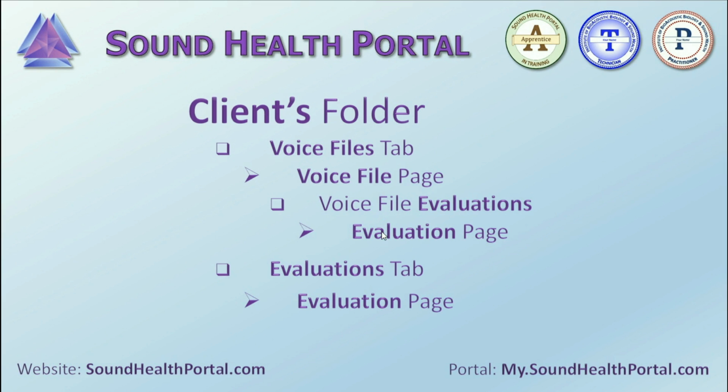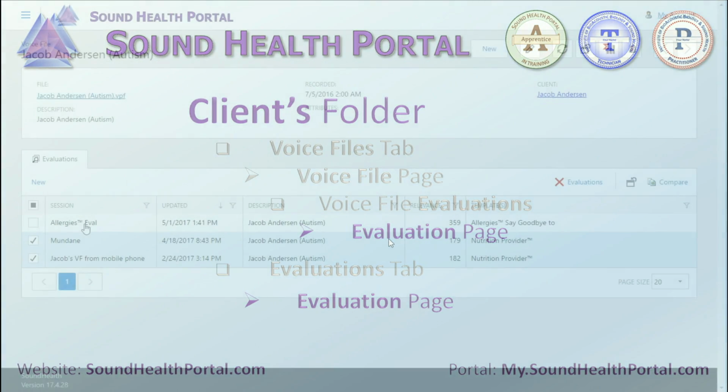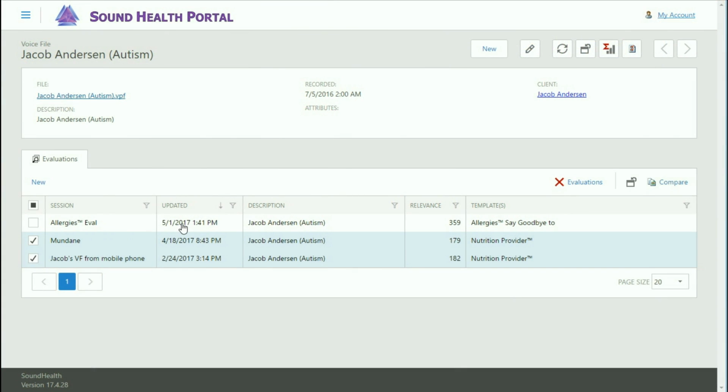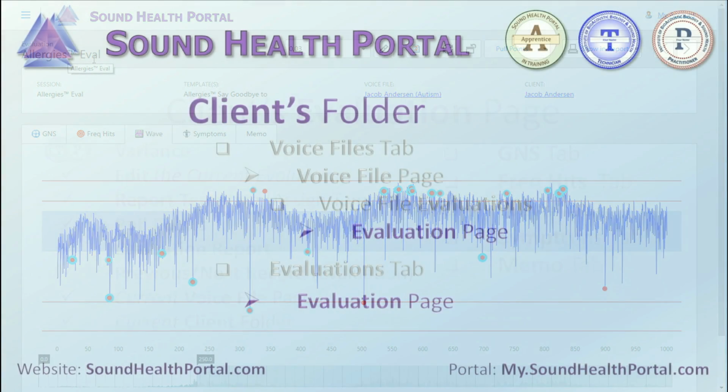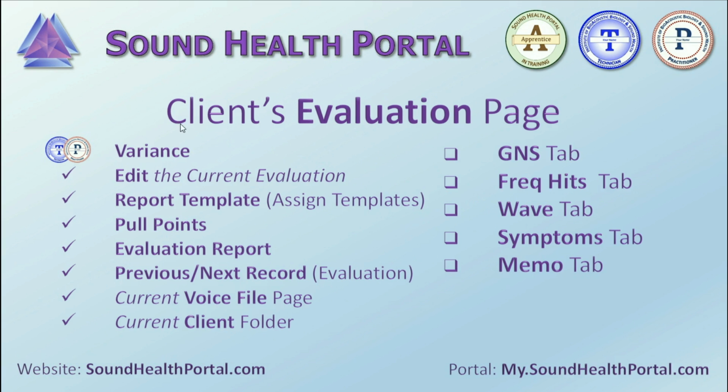Let's look now at the evaluation page of our client's folder. Click on one of the evaluations, and now we're in the Evaluations Allergies eval. And on the client's evaluations page, we're able to, as technicians or practitioners, change the variants. We're able to edit this current evaluation.